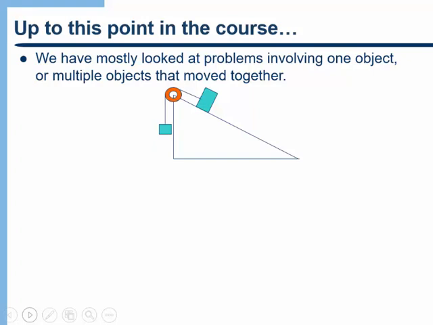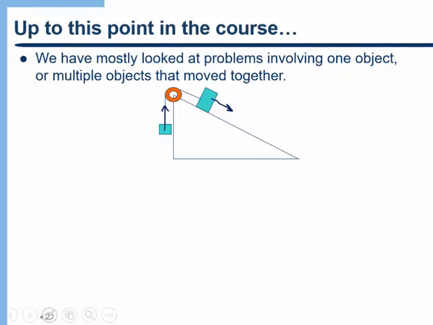Let's think about the types of problems that we've looked at up to this point in the course. Either we've looked at problems that involve the motion of just one object, or when we've had multiple objects moving, they're always moving together in some way, as the example of the two blocks on the slide show. So even though it's two objects moving, we know that if this object is moving down the incline, this object is moving straight up. So their motion is linked.